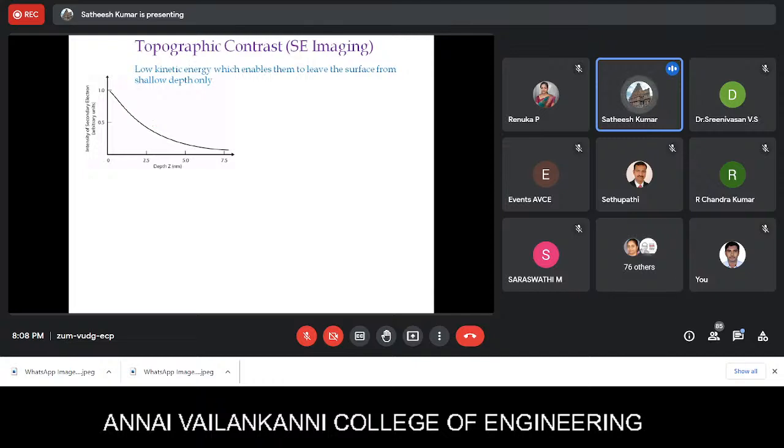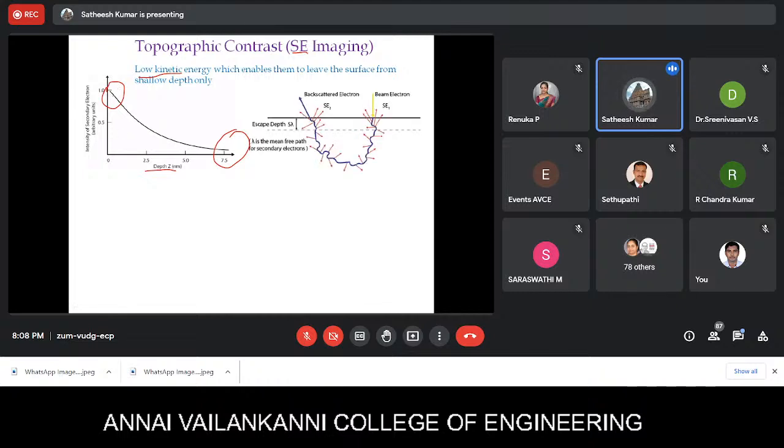This is topographic contrast from the secondary electrons, and you can see they have a very low kinetic energy, and as I was telling you, they come from the surface of the sample. If the depth of the electron is increased, the secondary electrons coming from the higher depth have very low energy, and the intensity goes down very drastically. So it is only possible to capture the higher energy electrons which are very close to the surface. And there are two types of secondary electrons again: one is SE1, and the other we call SE2.